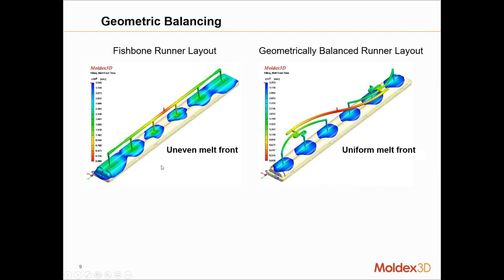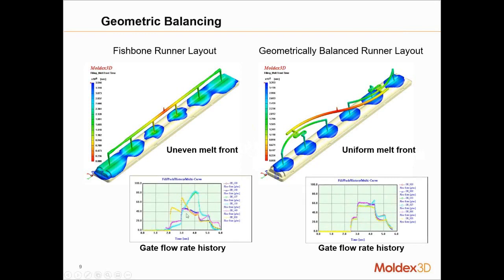Now we can lay the flow rate graphs on top of one another, and we can see that for an uneven melt front distribution, or an imbalanced runner like this, the flow rate history curves are not aligning with one another. It's a jumbled up mess, no real alignment there. But once we get a nice uniform melt delivery system, you can see these flow rate curves just lay on top of one another, which is ultimately what we want to see.